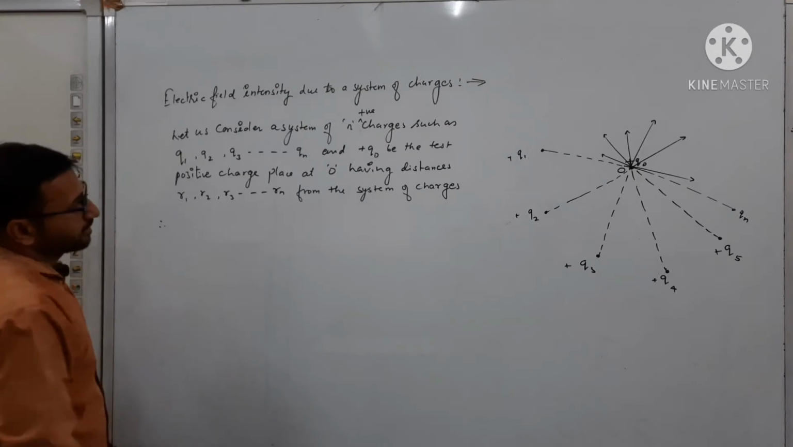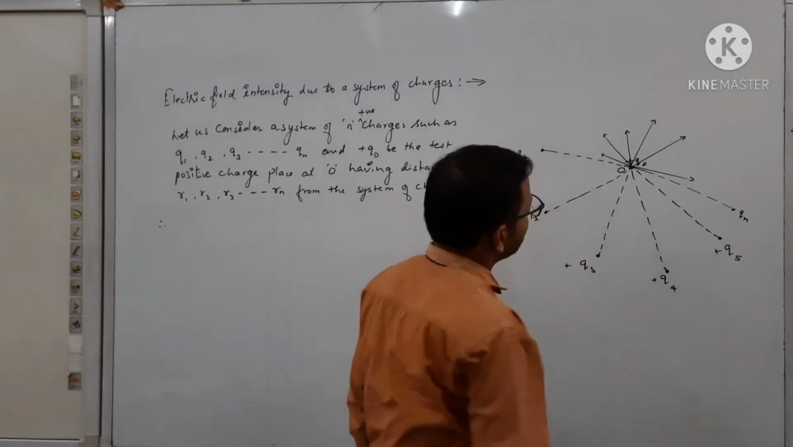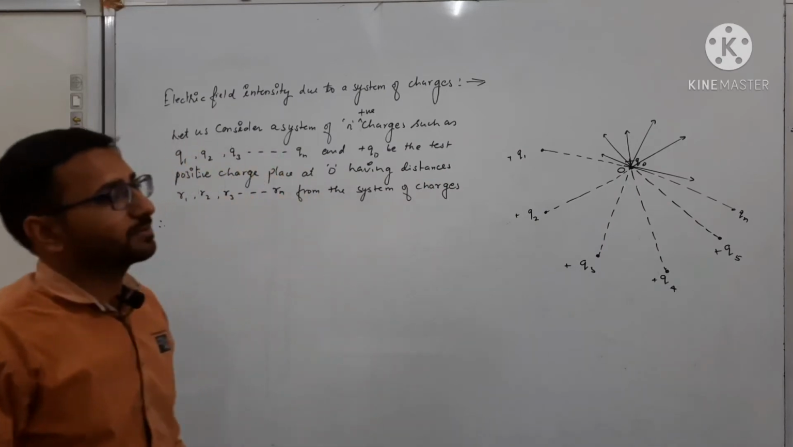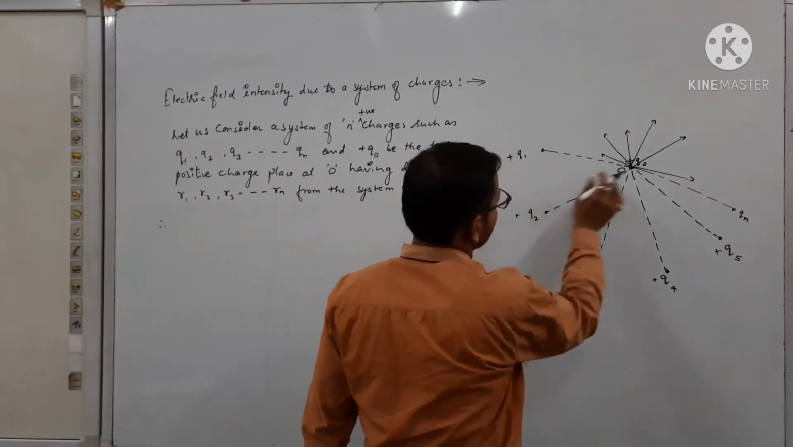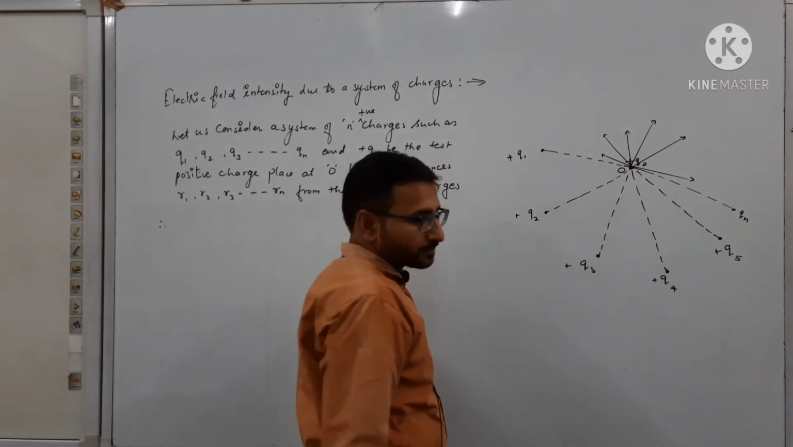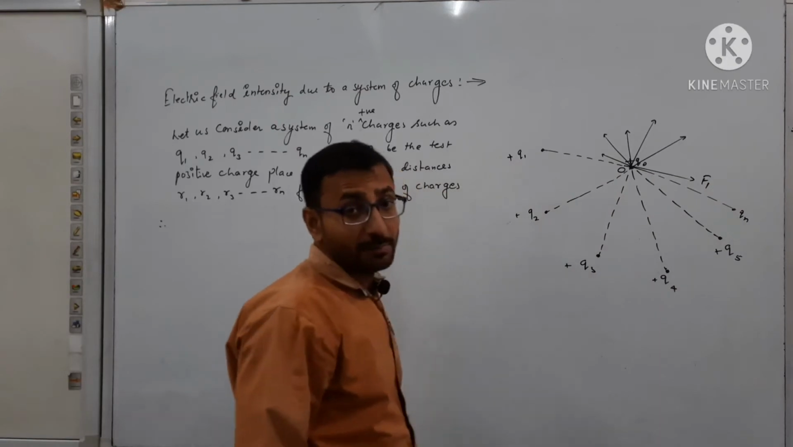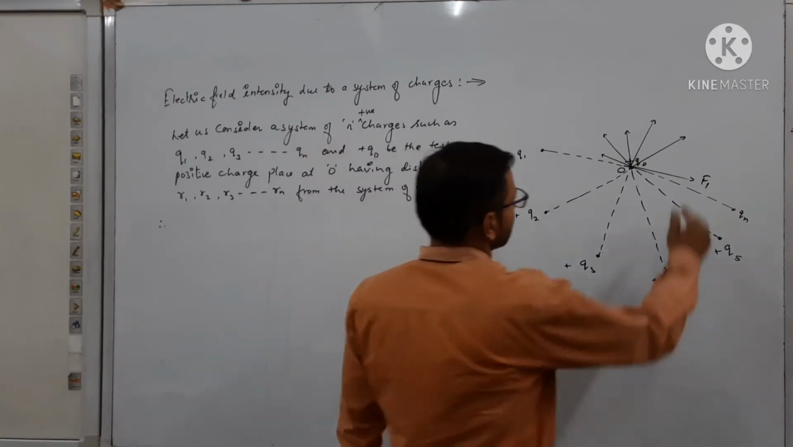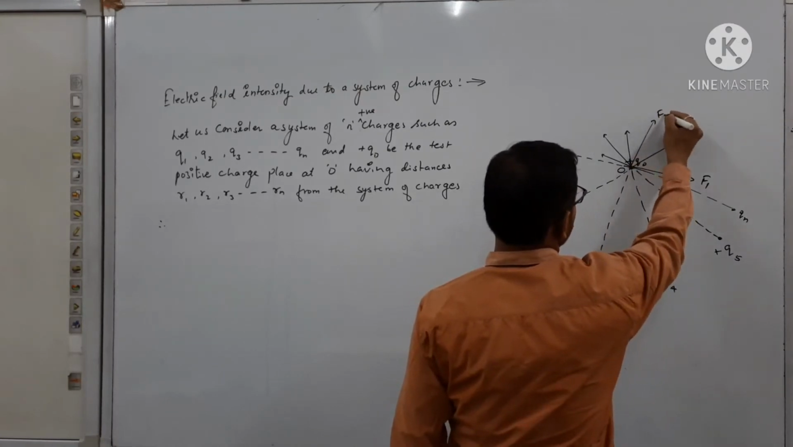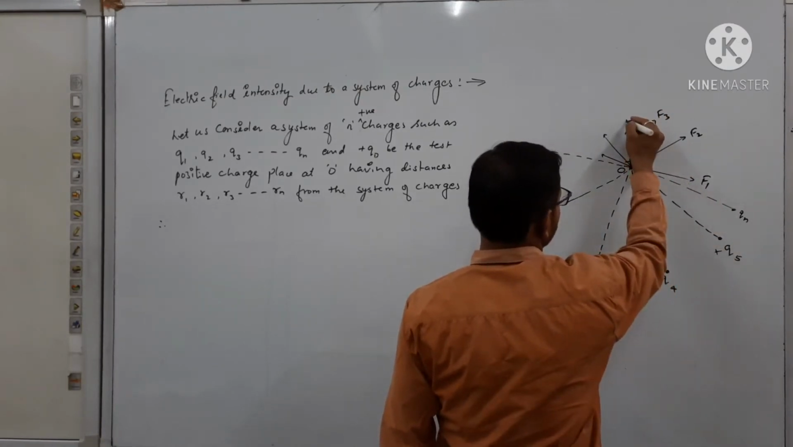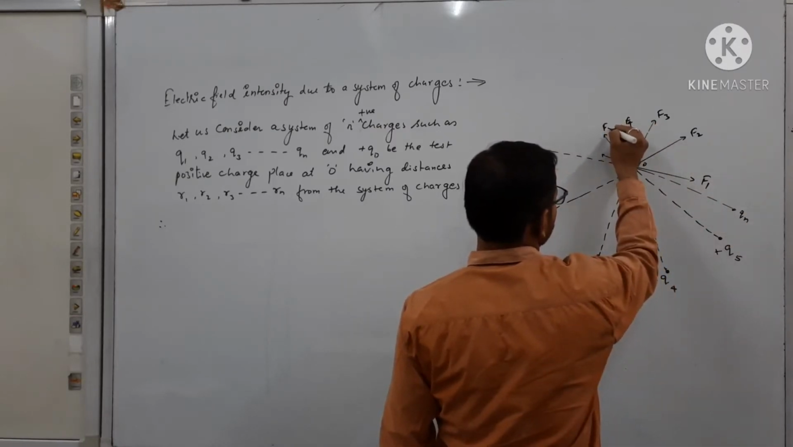So after that, let us complete the diagram. As we know, Q1 is the charge and Q0 is our test charge. Q1 is positive and Q0 is also positive here, so that time the force, supposed to be F1, is repulsive in nature. Similarly, this force is F2, this one is our F3, this one is our F4, this one is F5.